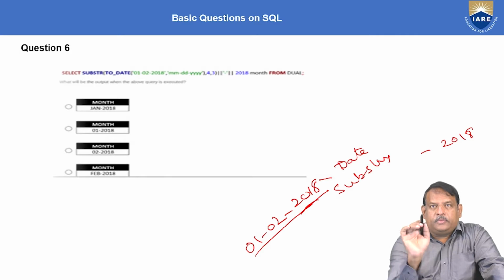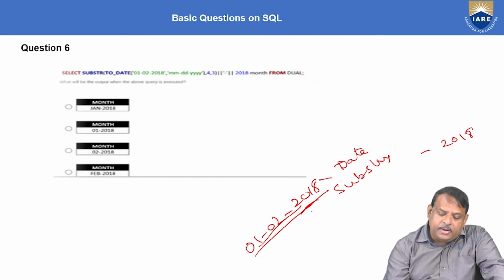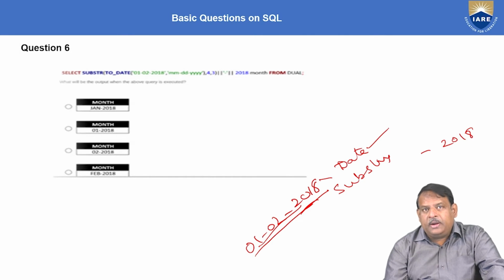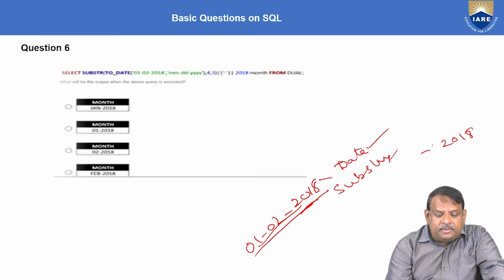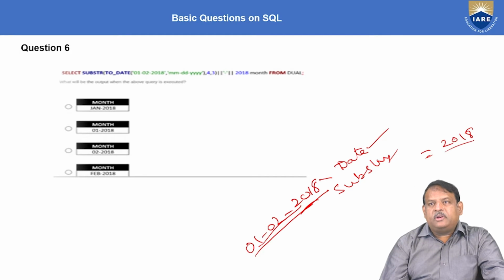See, the question involves 2 or 3 parts. First part, they are given a string 01-02 to 2018. This we have to convert into a date format. After converting to a date format, then we have to use a substring function. After getting a part of the string, then we have to concat with hyphen, and we also concat with 2018. Now we'll solve this problem.